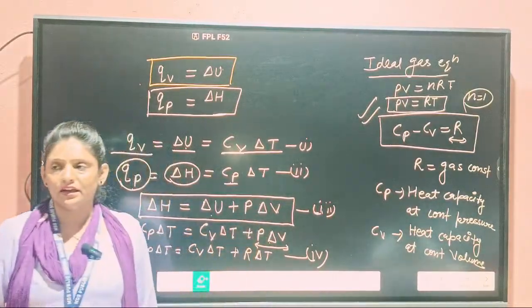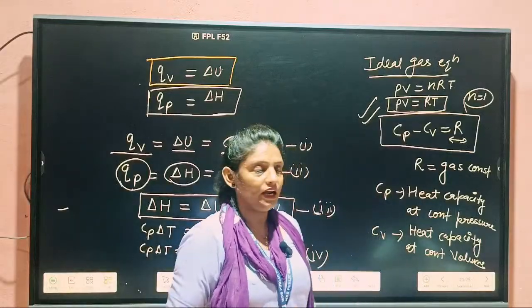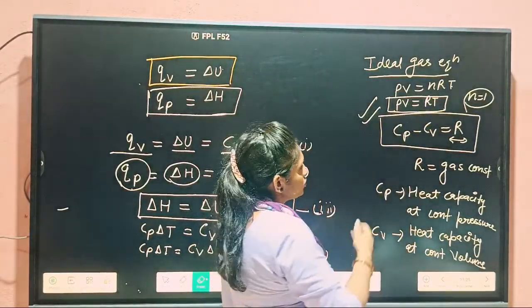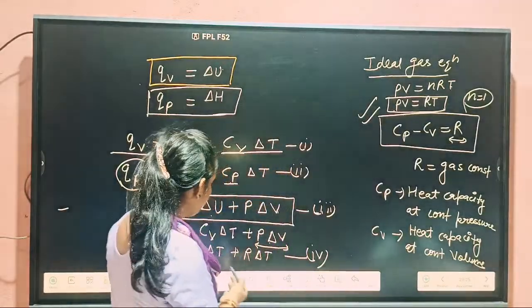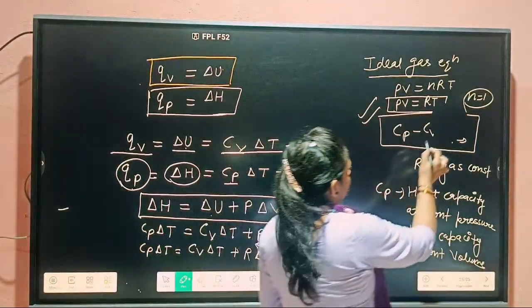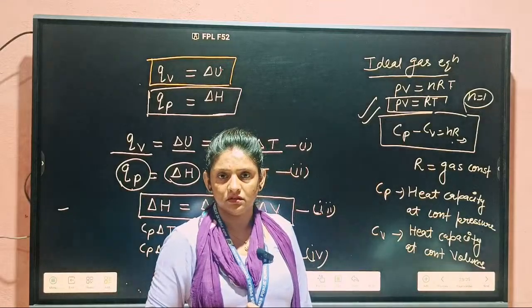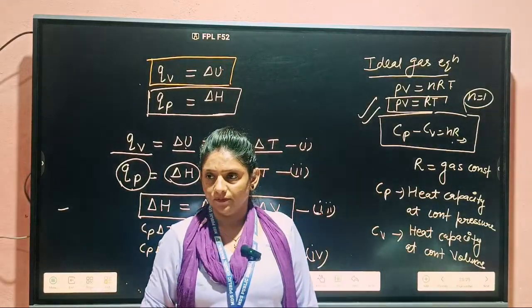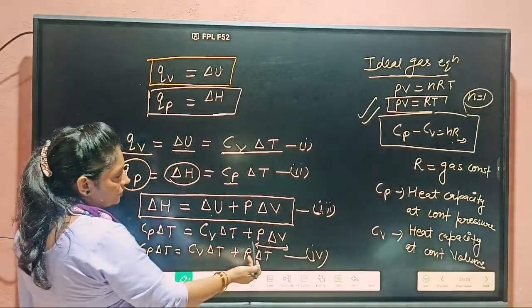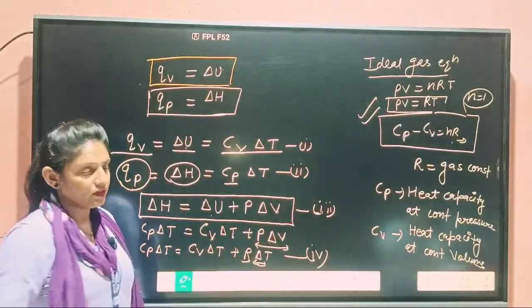You know very well about the ideal gas equation. For the ideal gas equation, PV is equal to nRT. And if the number of moles is 1, then PV is equal to RT. Students, you can take n also. Then it will be Cp minus Cv is equal to nR. Clear or not? You can take it, it doesn't matter. It does not work only for 1 mole. Here I am taking 1 mole, then PV is equal to RT. Then put the value here. R is constant and T may change.